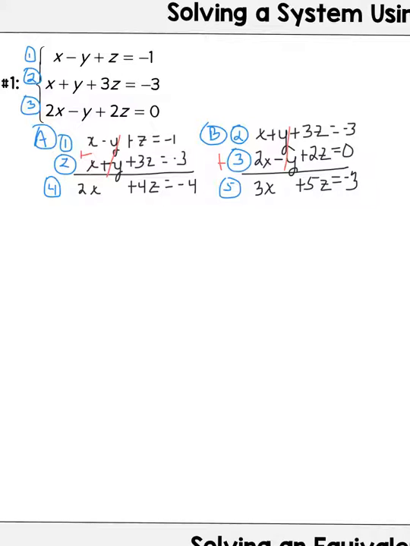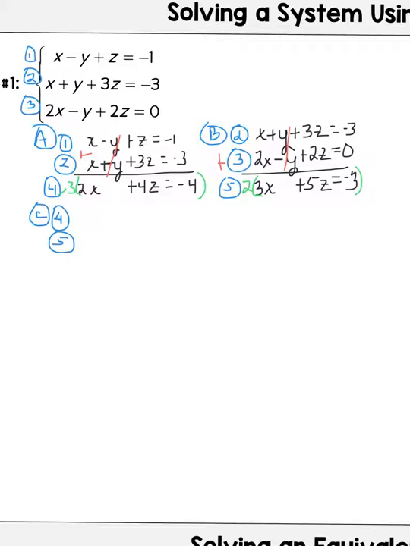So I think I'm going to eliminate the x's. So I'm going to go ahead and multiply equation 4 by, let's see which one I'm going to make negative. I'm going to multiply this one by negative 3. And I'm going to multiply this equation by positive 2. So part C, equation 4, and then this will be equation 5.